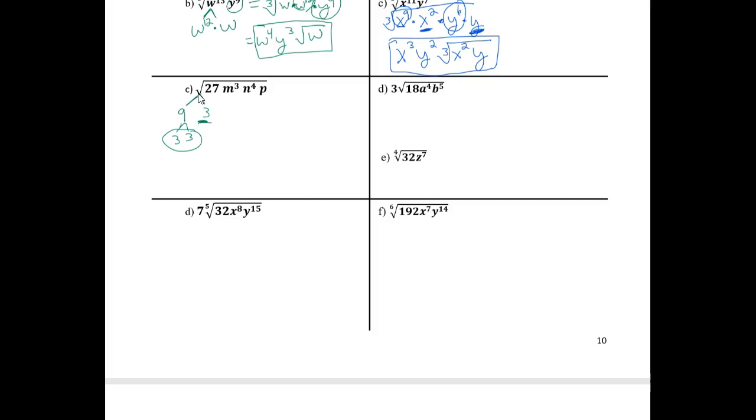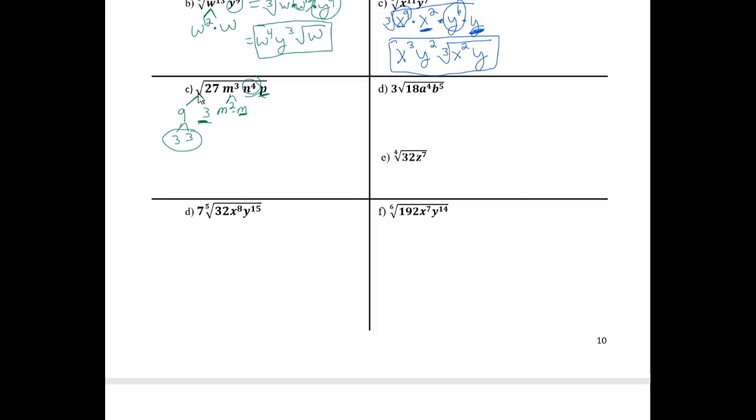If I want squares, I'm looking for multiples of 2. 2, 4, 6, 8, 10. So this m cubed is not a perfect square. But I can break that into m squared times m, right? If I had 2 m's from the m squared times 1 more m, that's m cubed, which is what I started with. The n to the 4th power is already a perfect square. So an even exponent, that's a perfect square. I need to not forget this m and this p here when I simplify.